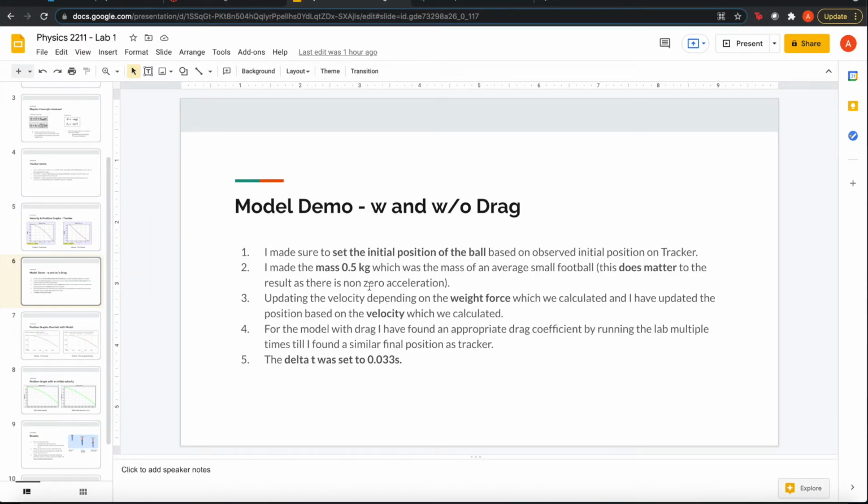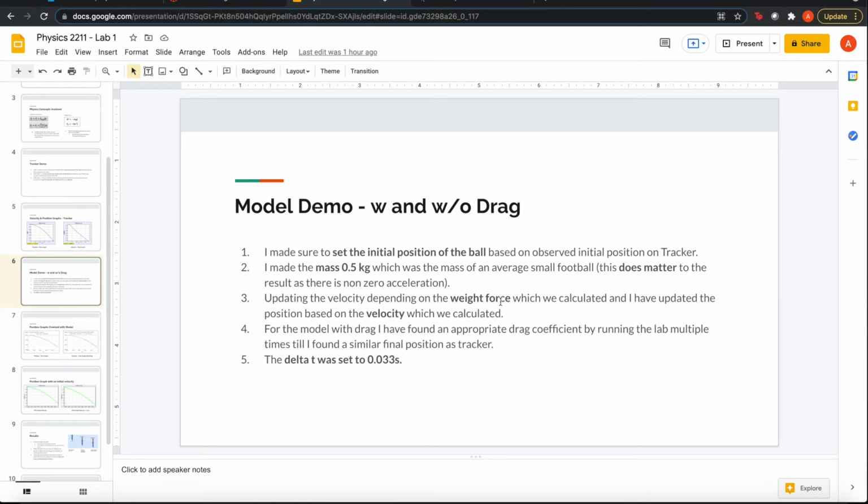Another key point of consideration is the fact that we have set the initial position of the ball based on the observed position of the ball on Tracker. I've also made sure to make the mass 0.5 kgs, which on looking up online was the average mass of a small football. This does matter to the result because force equals m times g, in this case because the force is not net zero. On updating the velocity, we can use this net force which we calculate previously, and we can update the position based on the velocity which we calculate using the force.